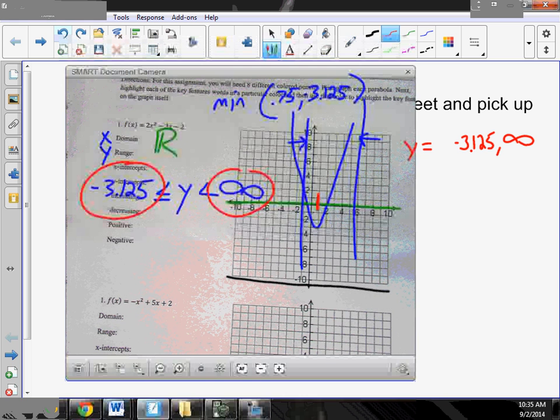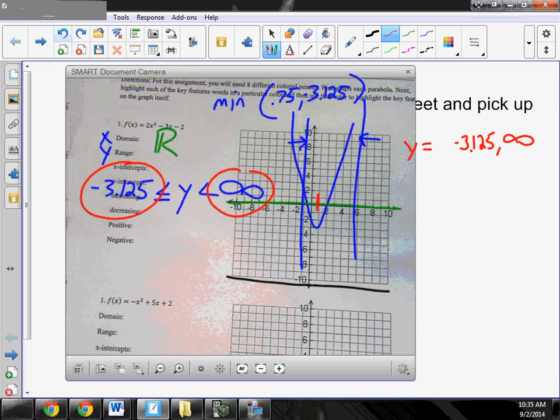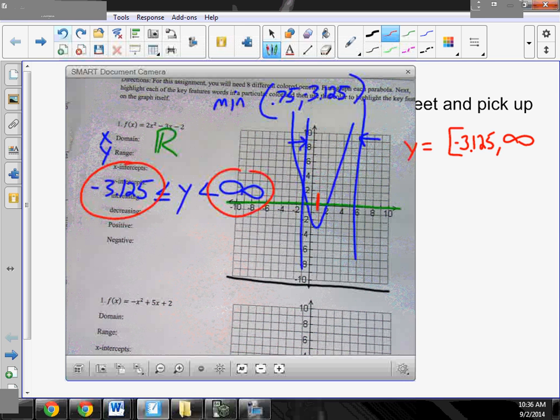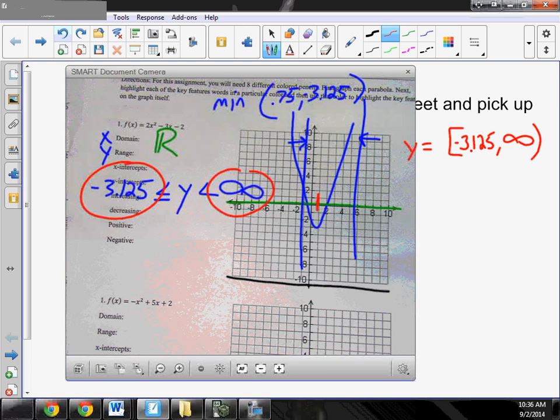But we have to be able to distinguish between equal to and not equal to. So on the equal to, we put a bracket, and on the not equal to, we put a parenthesis. And that's the way I want you to write it because it's so much easier to do. You put the small number, comma, big number. It's always small, comma, big, and then the parentheses or brackets let you know whether it's open or closed, whether it's an open circle or a closed circle, whether it's equal to or not equal to.